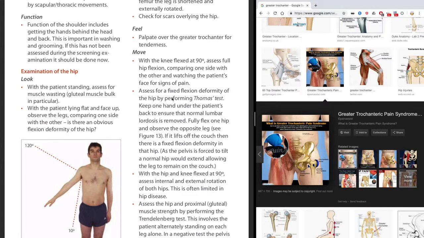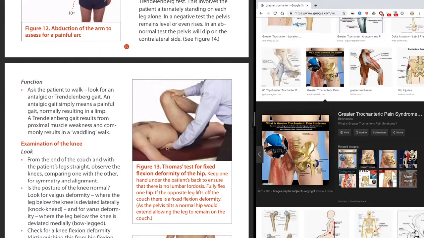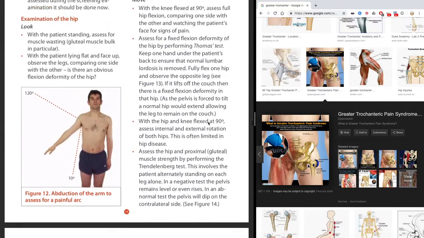Assess for a fixed flexion deformity of the hip by performing Thomas's test. Keep one hand under the patient's back to ensure that normal lumbar lordosis is removed. Fully flex one hip and observe the opposite leg. See figure 13. It looks like this. So put one hand under the lumbar spine and then push one leg upwards, flex it fully and observe the other leg. See if it raises above the bed.